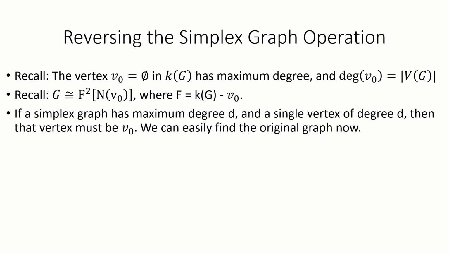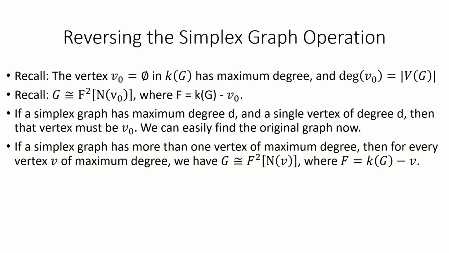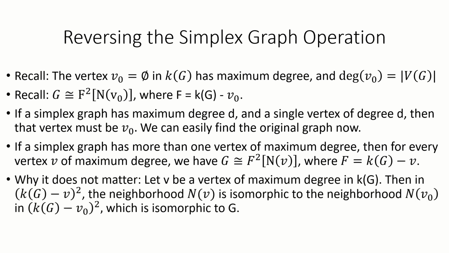Now what if our simplex graph has multiple vertices of maximum degree? How can we identify the zero-click vertex in that case? The trick is we don't have to identify the zero-click vertex in that case. Any vertex of maximum degree would work just as well with our process. We delete the vertex, square the resulting graph, and take a subgraph, and the result will be the same as using the zero-click vertex. Why doesn't it matter which maximum degree vertex we use?